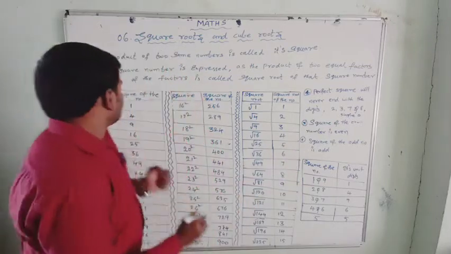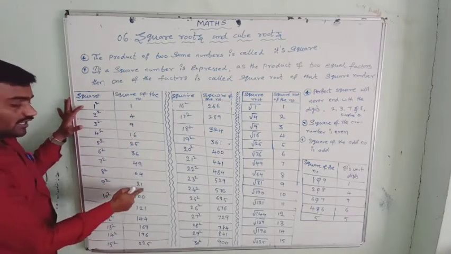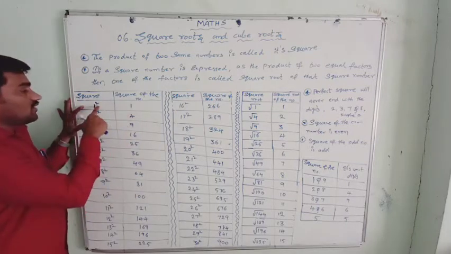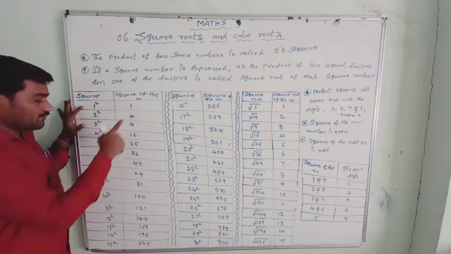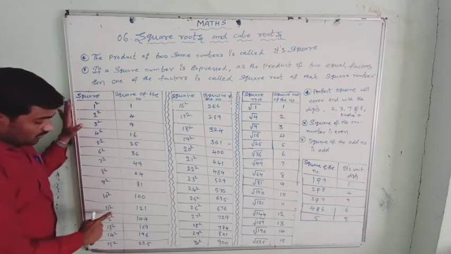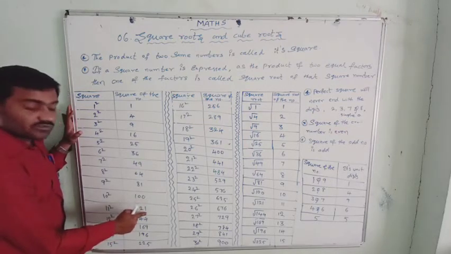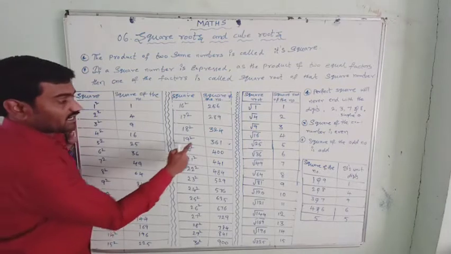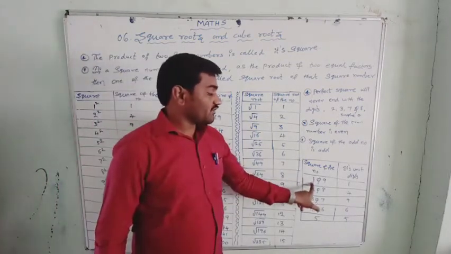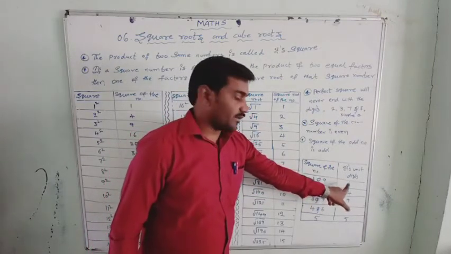And here, if you observe, 1 square is 1 in the unit place, and 9 square, 81, also has 1 in the unit place. So 1 square ends with the unit digit 1, and 9 square is 81, ending with the unit digit 1 only. Let us suppose 11 square, ending with 1. Let us take 19 square, also ending with 1. Okay, if the unit place of the number is 1 or 9, the unit digit of the square will be 1 only.